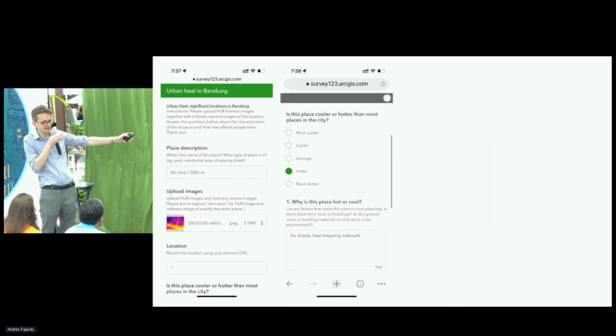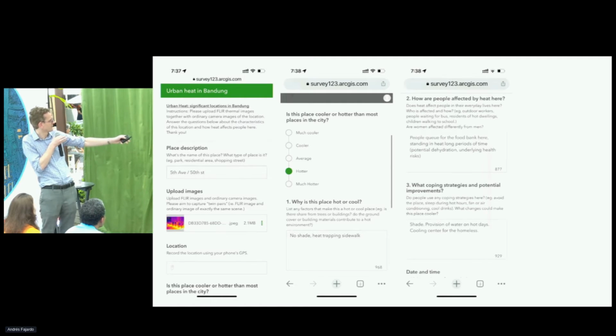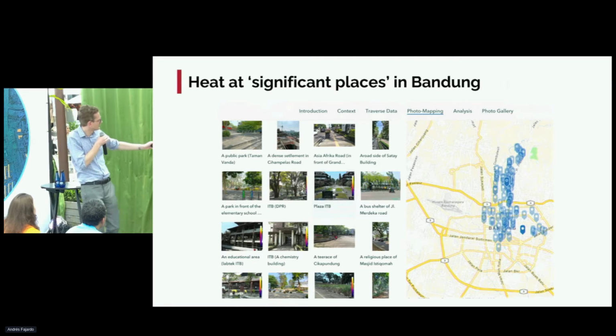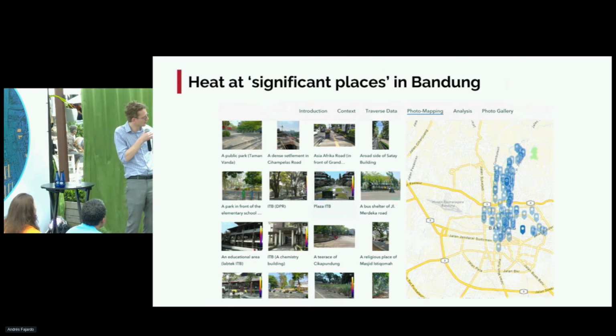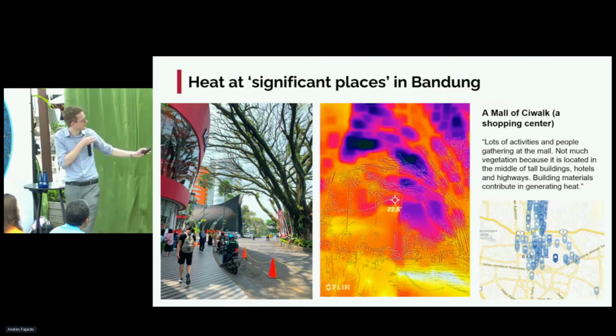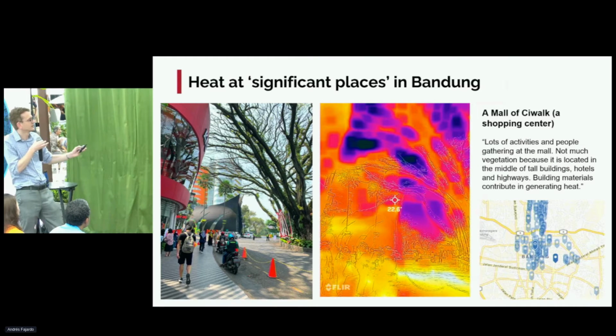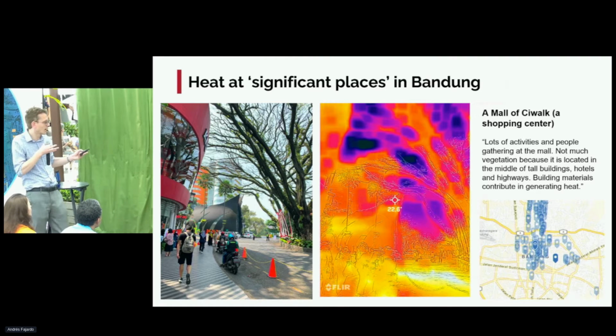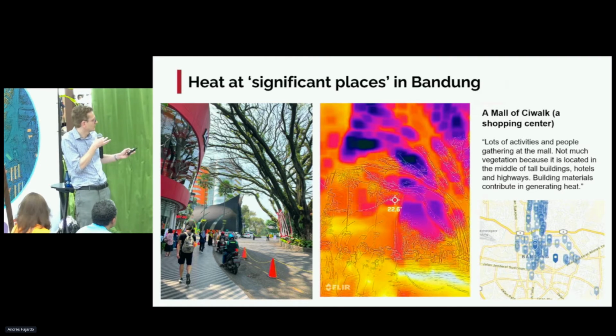And this is what our very simple smartphone survey looked like. It took about half an hour to create. And based on this, we have a map with a variety of places identified by the local people and accompanying images, together with a quote about why it matters and what interventions in the built environment could make it cooler.